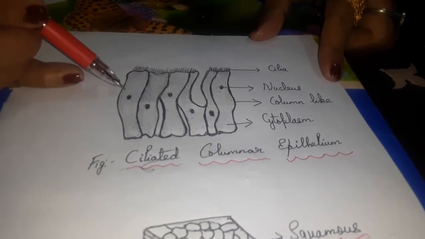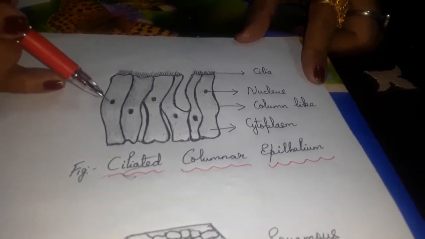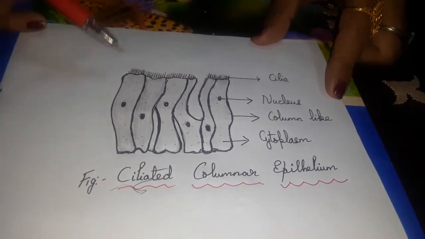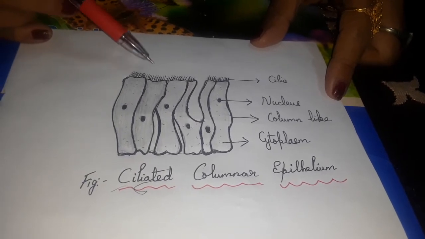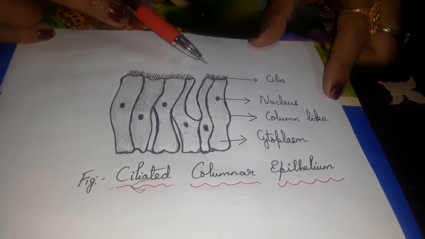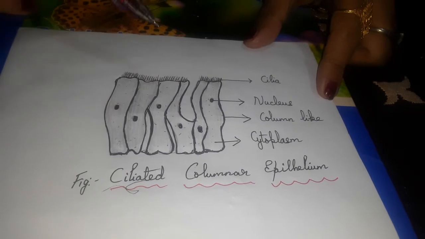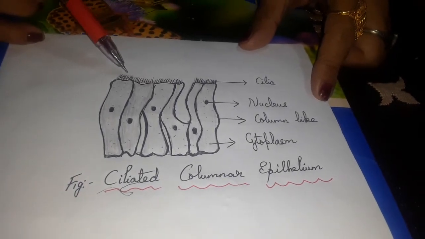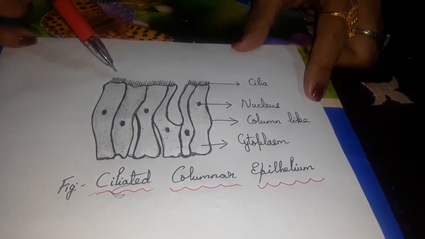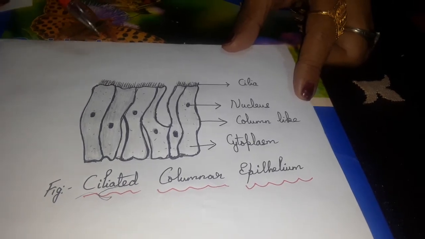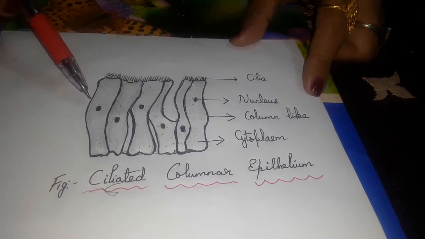See, this is called ciliated columnar epithelium. Why? Because very fine hair-like structures called cilia are present. The nucleus is prominent, and where are they found? They are usually found in the trachea or the windpipe, as well as in the fallopian tubes.